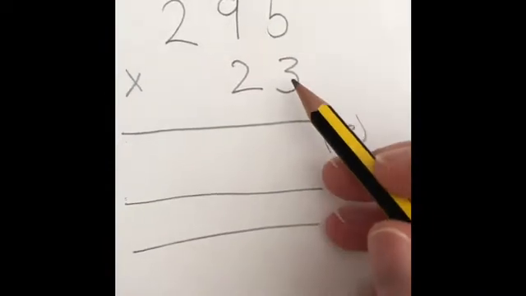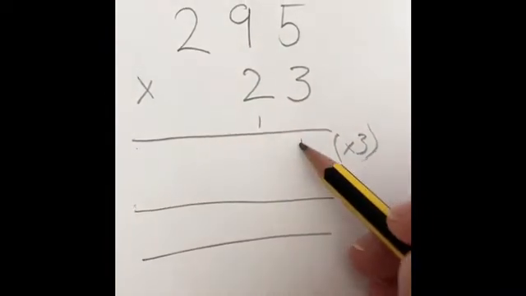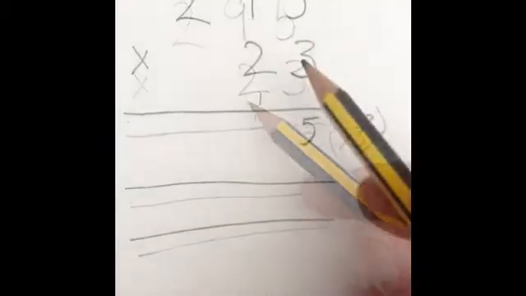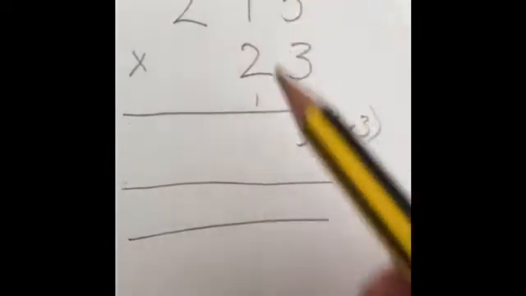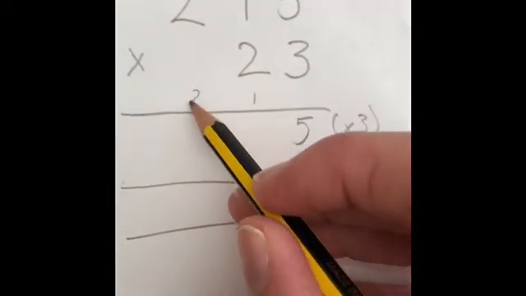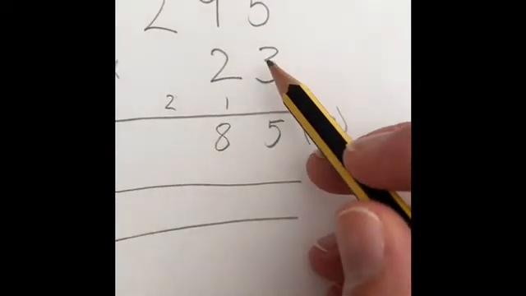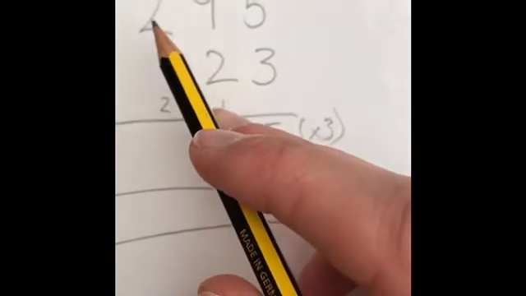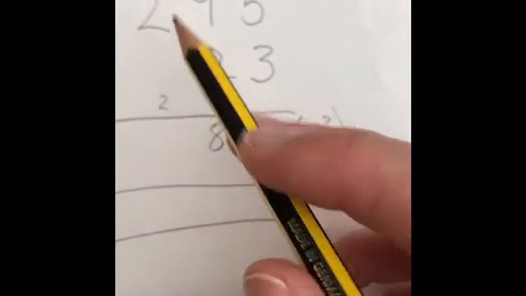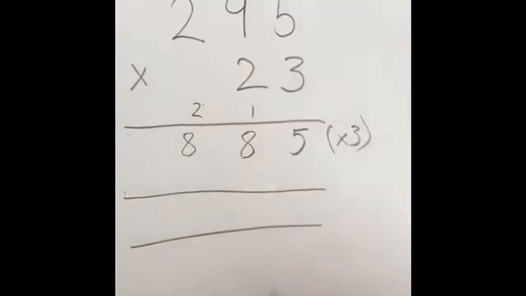So to start with, we'll do 3 times 5, which is 15. Then 3 times 9, which is 27, plus the 1, which is 28. I've got 2 lots of hundreds in there. And now we do 3 times 2, or 200, which would be 600, plus the 2 hundreds, which is 800. We'll just put the 8 in there, because we've already filled up our tens and ones.